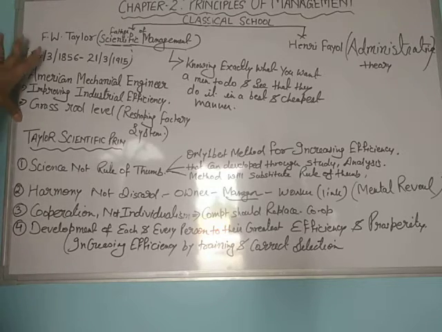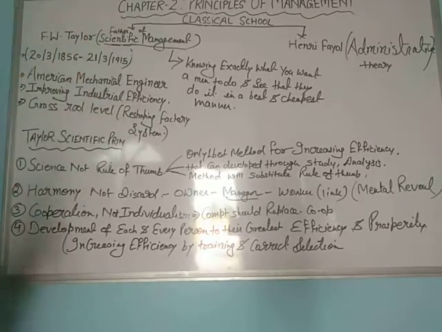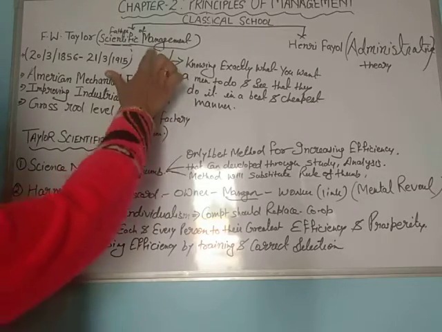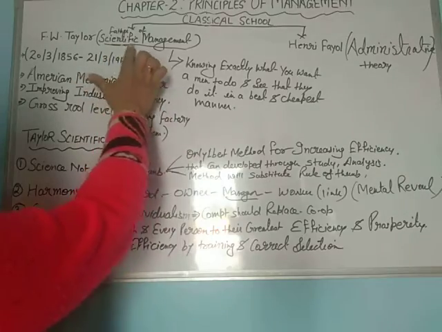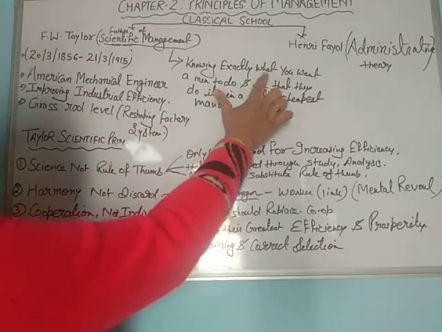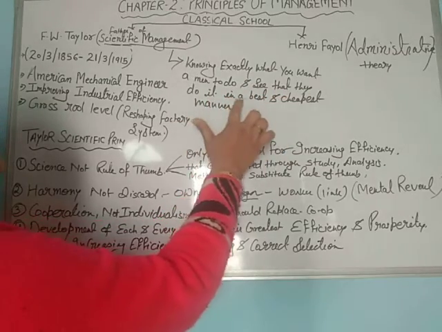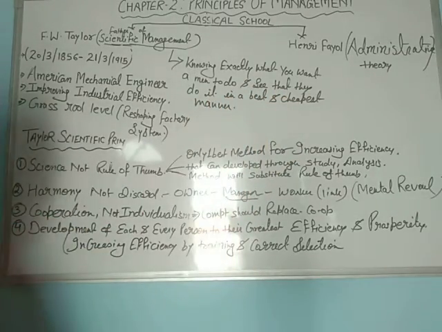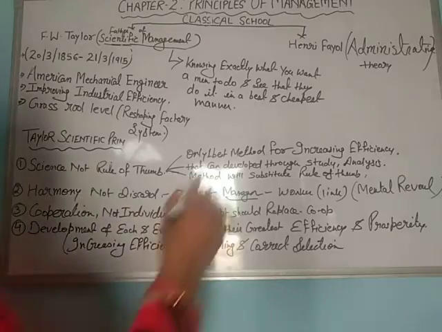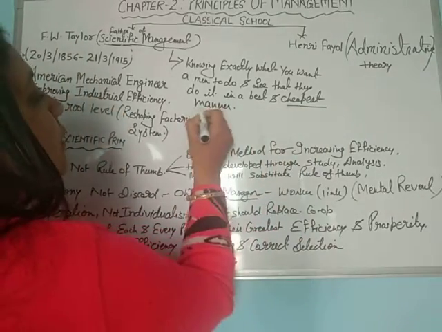And when we say F.W. Taylor is the father of scientific management, what is scientific management basically? The word management everyone knows now, right? Scientific management means knowing exactly what you want a man to do and seeing that they do it in the best and cheapest manner, right? So what is important here? That is the cheapest and the best manner.